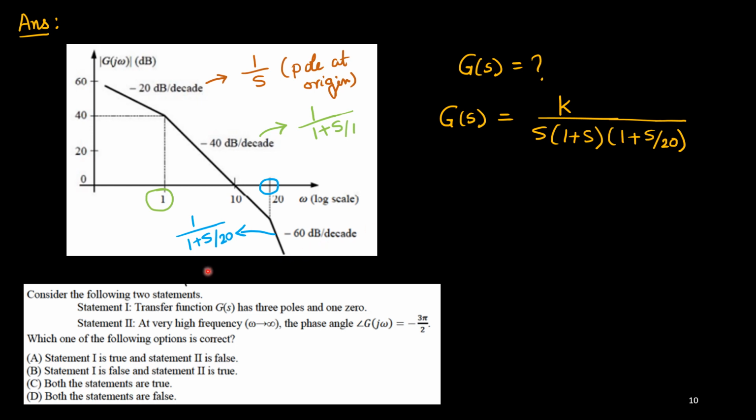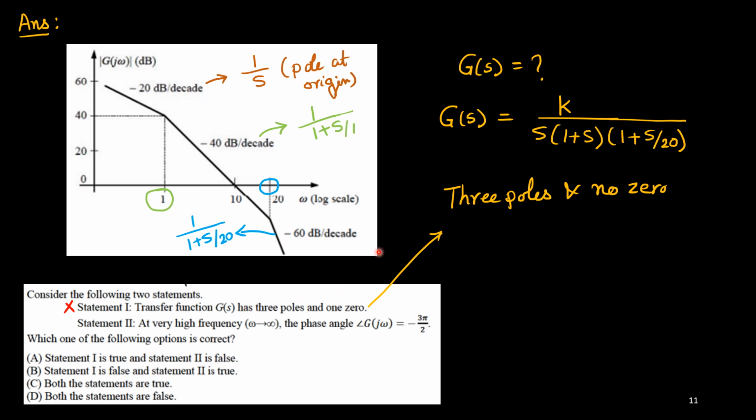So now consider the statements. The first statement: transfer function G of s has 3 poles and 1 zero. Is it true? It's not true, because this system has 3 poles but no zeros. I don't have any zero, because the function is not increasing, it is always decreasing, starting from an initial minus 20 dB slope, then minus 40 dB per decade, then minus 60 dB per decade. Always it is decreasing, meaning it has only poles. There are no zeros. So the first statement is wrong.